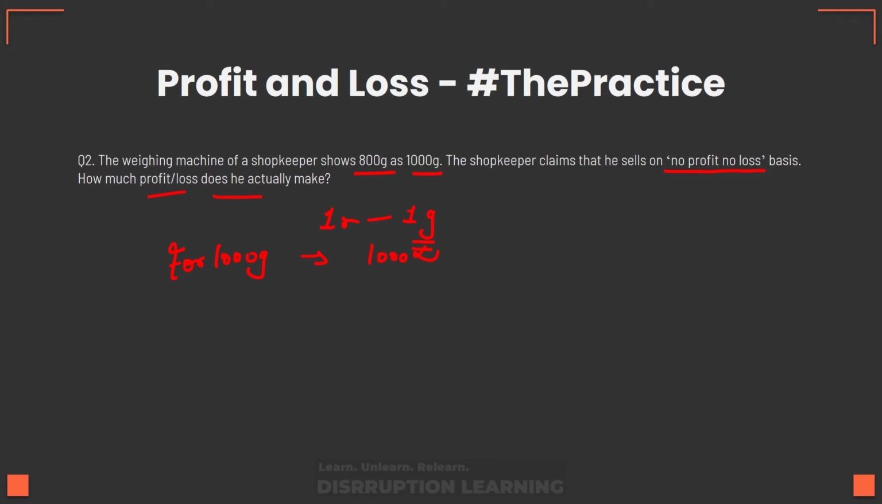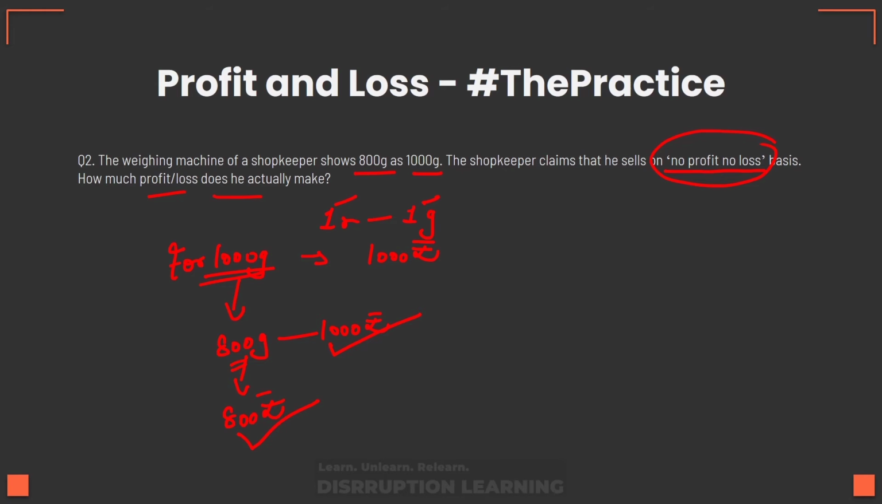However, when the machine shows 1000 grams, it is actually giving 800 grams. So the customer is paying 1000 rupees for 800 grams. We know that CP and SP are equal because there is no profit, no loss. So for 1 gram, the cost and the selling price both are 1 rupee. So for 800 grams, the SP and the CP both should be 800 rupees, but the customer ends up paying 1000 rupees for something that costs 800 rupees, due to the fault in the machine.